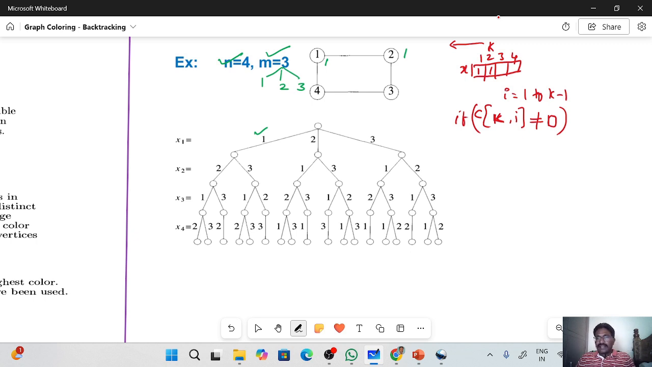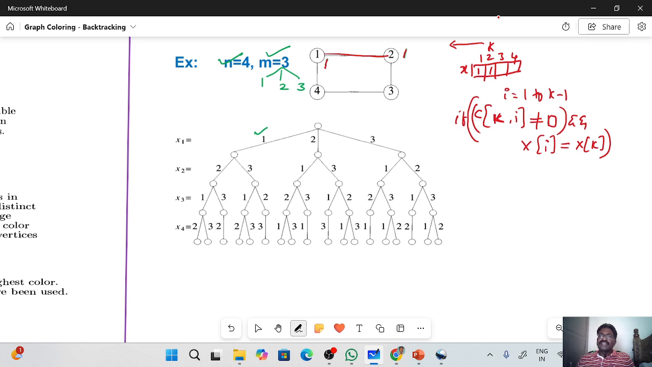Yes, that means there is an edge. If there is an edge, then I am going to check one more condition. What is that condition? Whether the solution vector of i is the same as the solution vector of k. There is an edge, yes, 1, 2, 2. What is the first color label? 1. What is the second color label? 1. Is it possible? No.